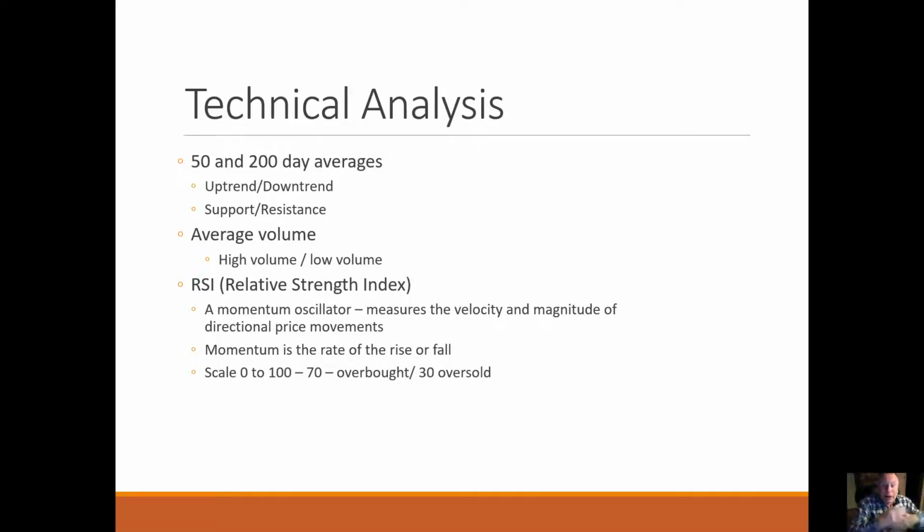70 meaning the stock is overbought, and 30 is it's oversold. Now these are just indicators. Okay, let's take a moment now and take a look at some of this technical analysis.